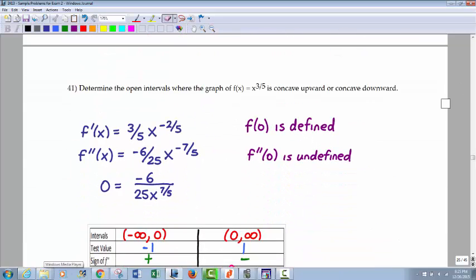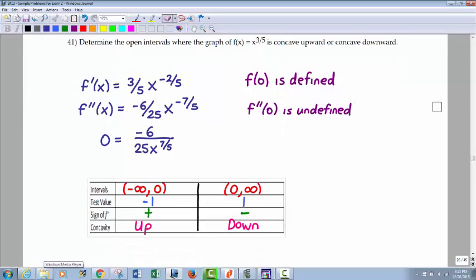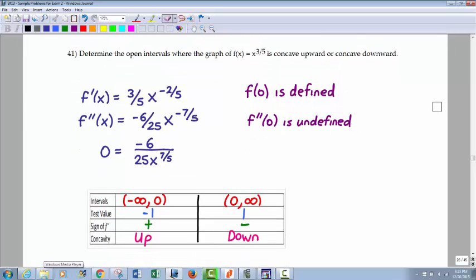Concave up or down. x to the 3/5, you're going to have all numbers defined. There's no discontinuities. So you take the first derivative, which will be 3/5 x to the negative 2/5. Then take the next derivative, which will give you, bring the negative 2/5 down, negative 6 over 25 x to the negative 7/5.